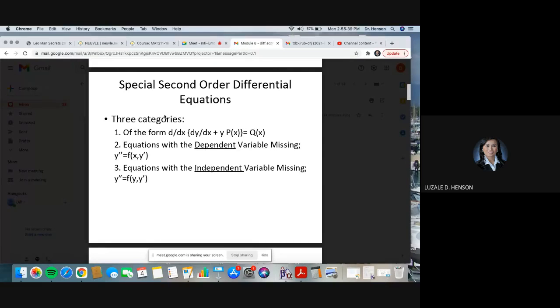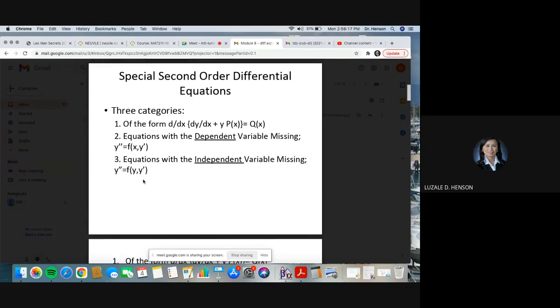That is the second order. So first is of the form, this one, the derivative of this function with respect to x equated to q of x. And then you have equations with the dependent variable missing, meaning your y is missing. There is no y variable in the differential equation. And the third case is the independent variable is missing, meaning your x. So there is no x variable. As you can see, f of y and y double prime, as well as y double prime and y prime, is what is found in your differential equation.